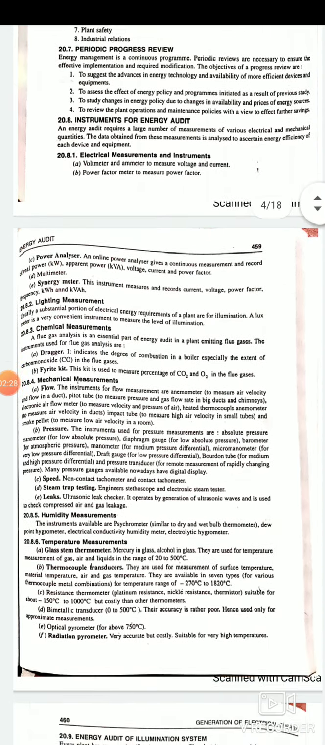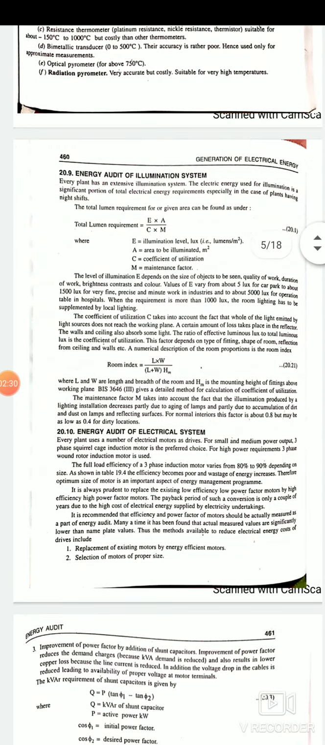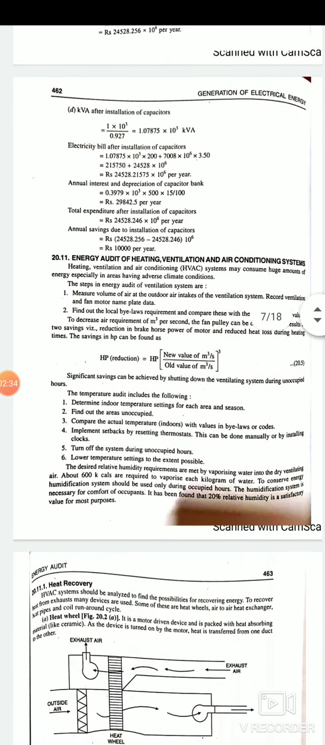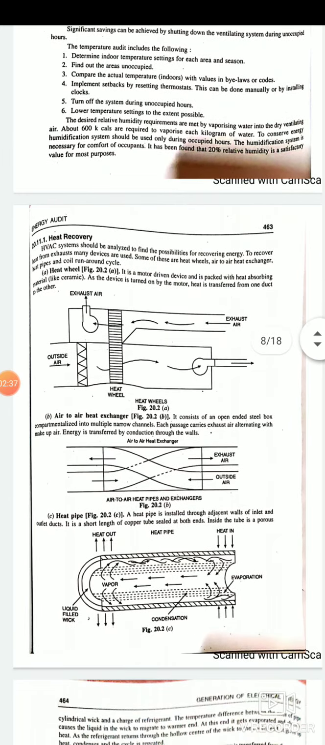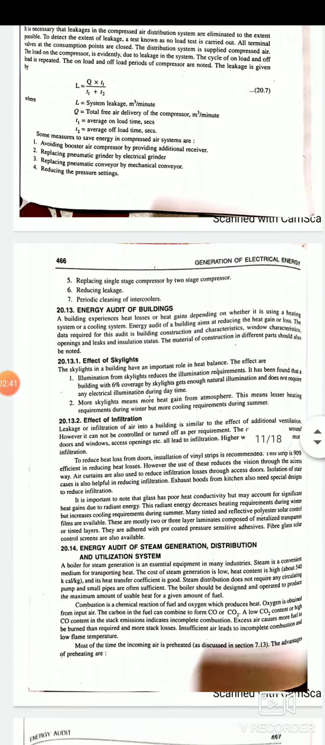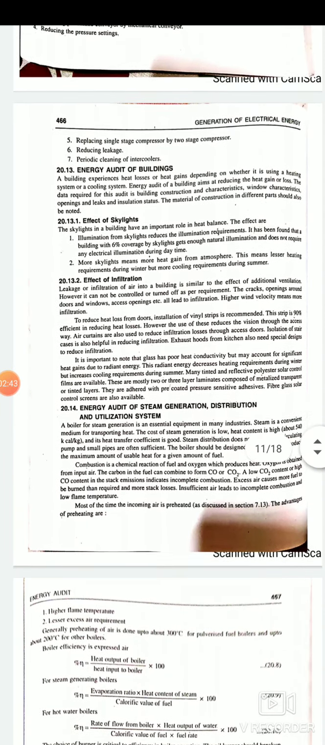Now, the energy audit of a building, how we can audit a building, is shown in the next topic, energy audit of buildings. A building experiences heat losses or heat gains depending on whether it is using a heating system or a cooling system. Energy audit of a building aims at reducing the heat gain or loss.